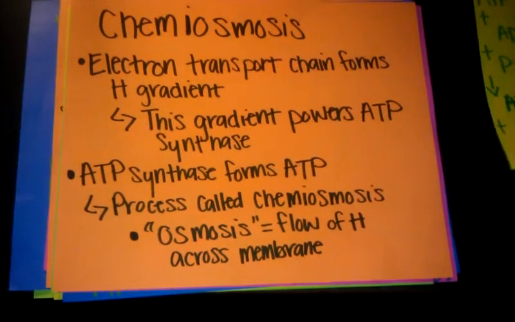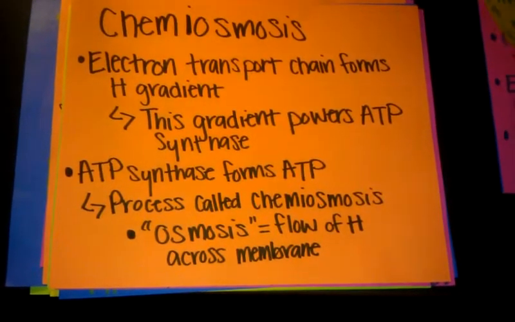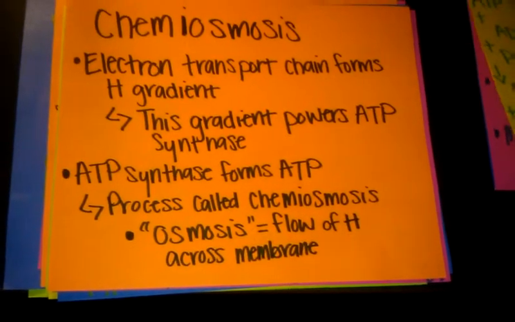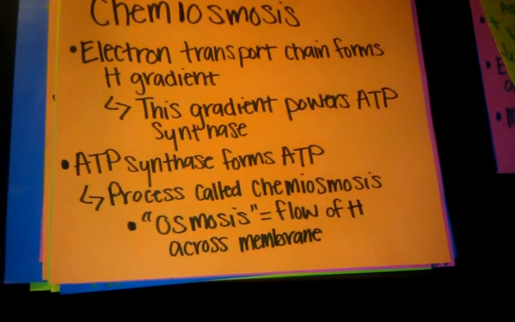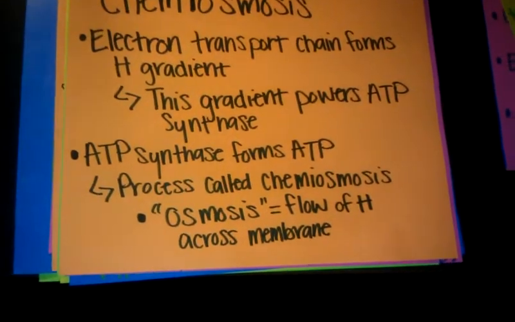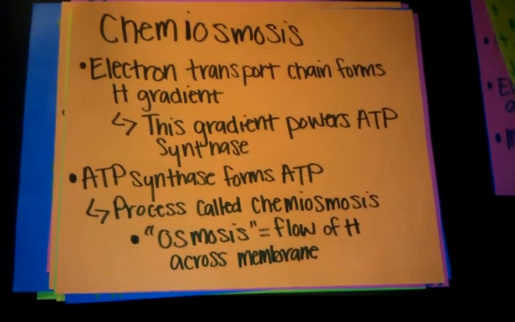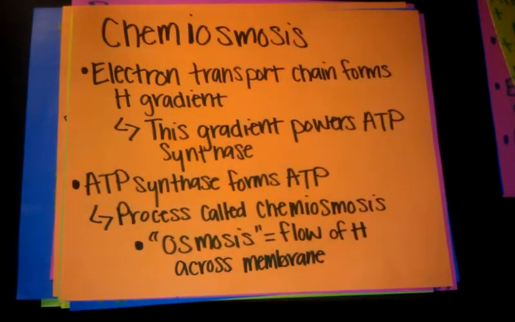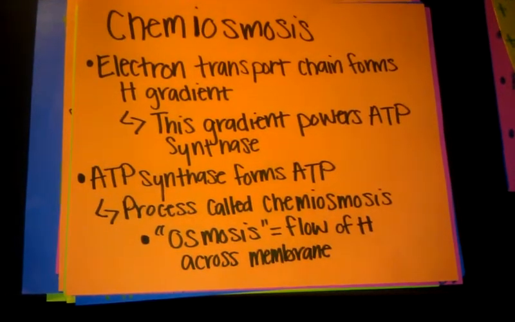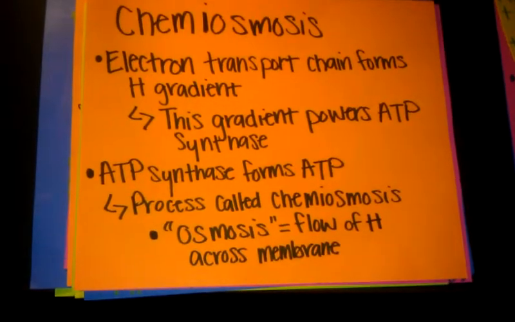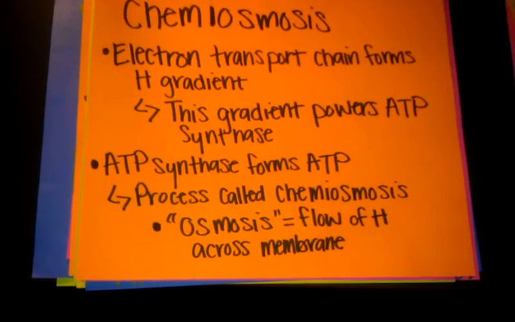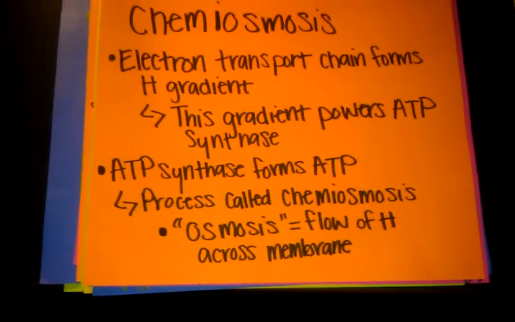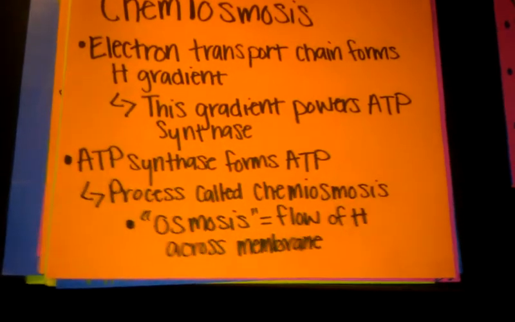Chemiosmosis: the electron transport chain forms an H+ gradient. This gradient powers ATP synthase. ATP synthase forms ATP, a process called chemiosmosis. Osmosis equals flow of H+ across a membrane.